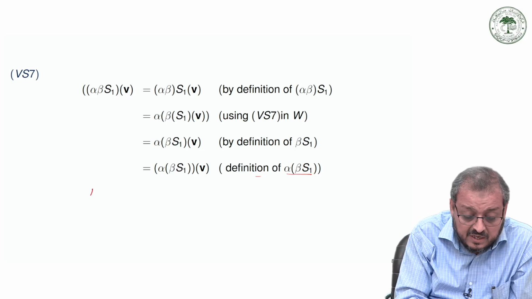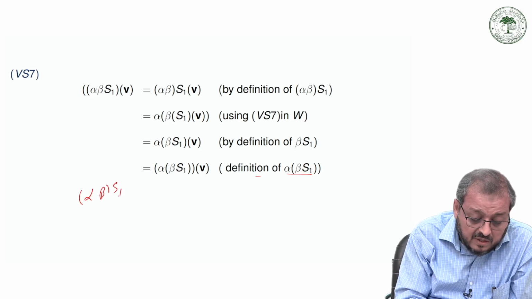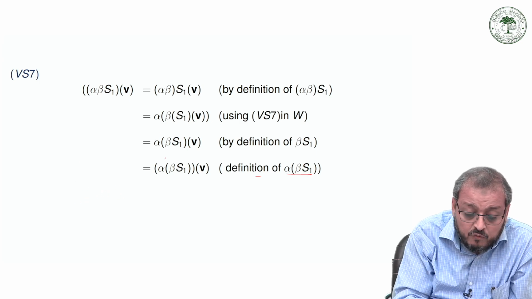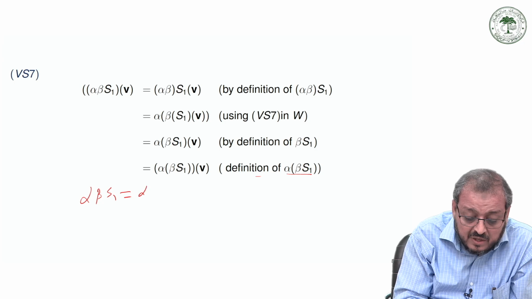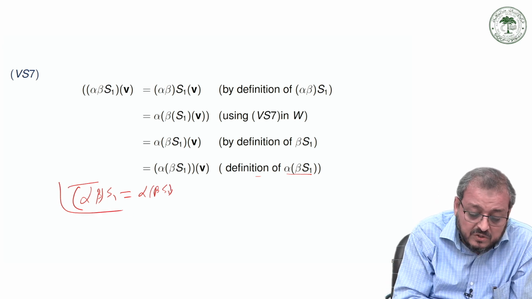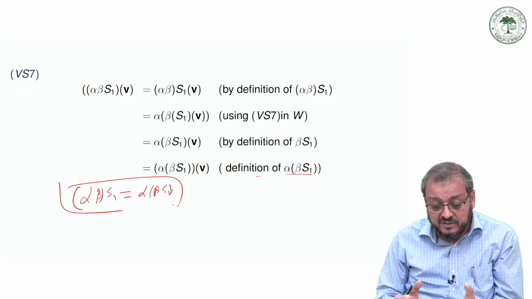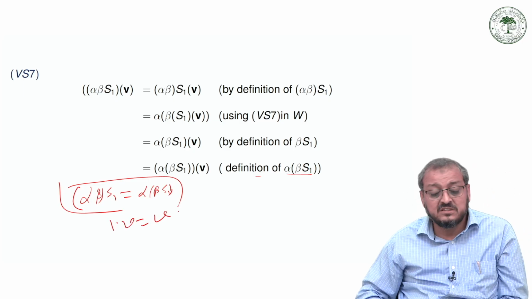We have to say that alpha beta S1 is equal to, for this is true for all V. So we can say that alpha beta S1 is the same as alpha times beta S1. So this satisfies this condition. Now one more condition is left, and that condition is showing that 1 into V is equal to V, and that is true.